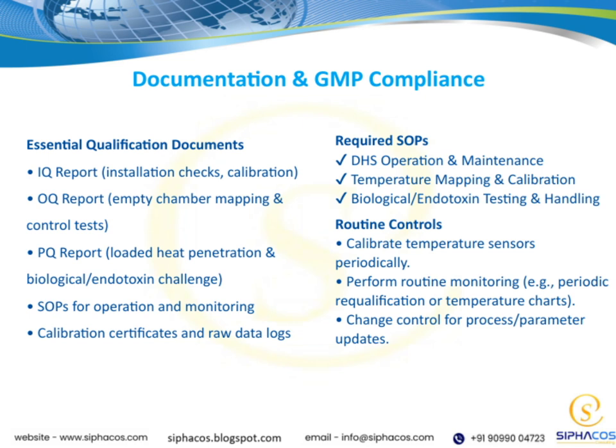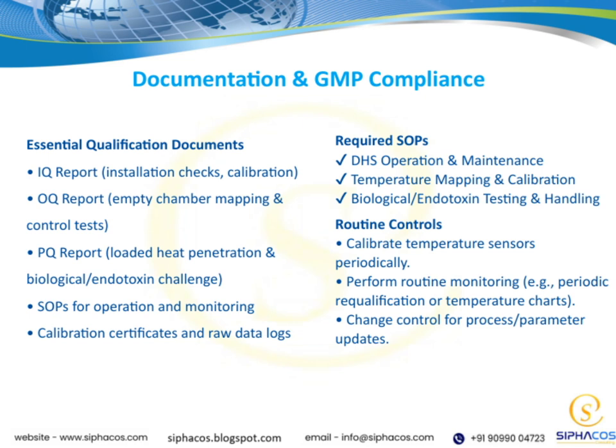Now, let's talk about the essential qualification documents. The IQ report covers installation checks and calibration activities, confirming that equipment is installed correctly and functioning properly. The OQ report involves empty chamber mapping and control tests to validate performance. The PQ report tests the system under actual loading conditions, including heat penetration and biological or endotoxin challenges, to ensure it meets performance specifications. We also need comprehensive SOPs for operation and monitoring, providing clear instructions for routine activities.